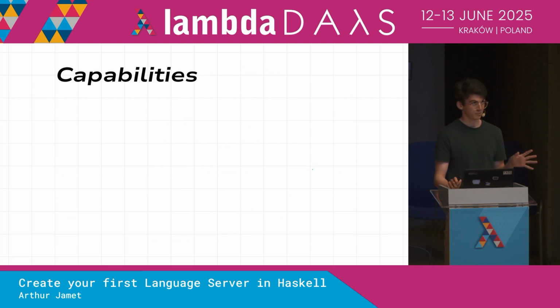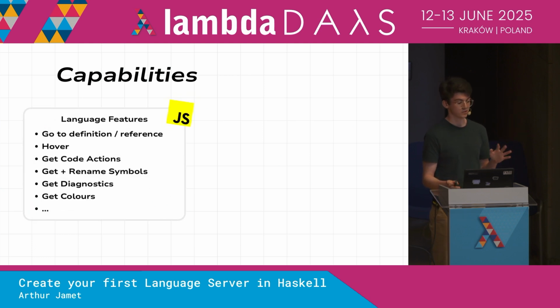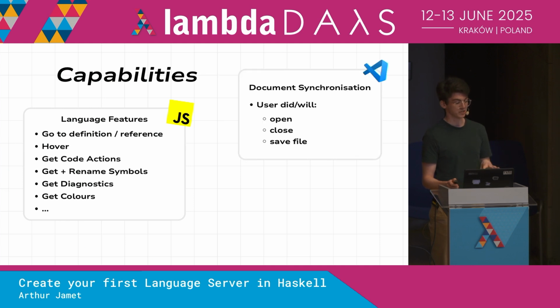So the capabilities are the main point of the language server protocol, and according to the documentation, there are 3 kinds of capabilities. The most important one, the most obvious one, is the language features. It's the one that we saw earlier: anything that's related to symbol management, hovering, getting code actions, syntax coloring, etc. But it's also about file management and document synchronization. So it's whenever the user closes, opens, or saves a file.